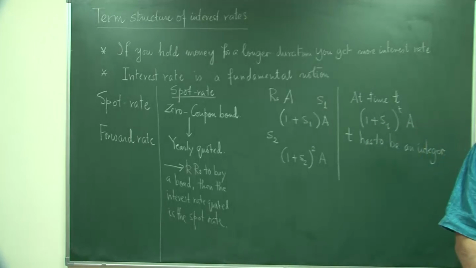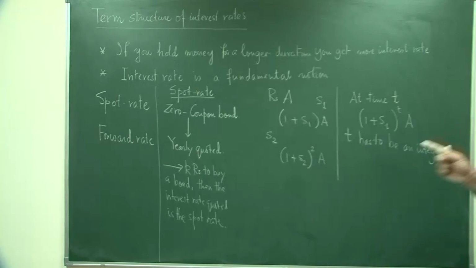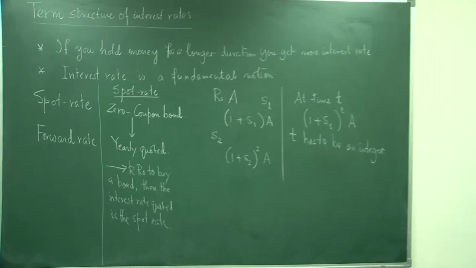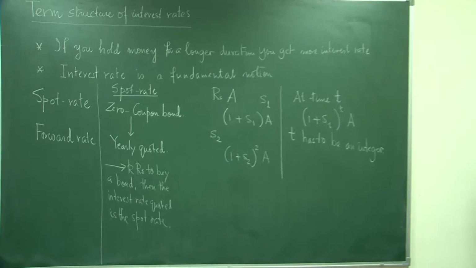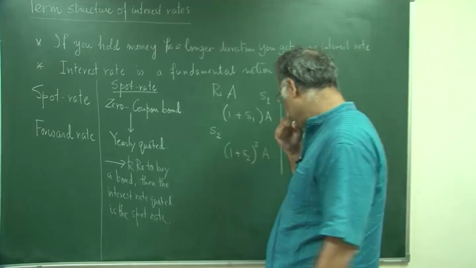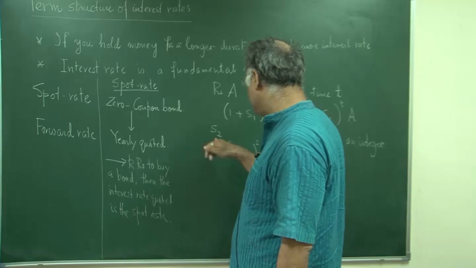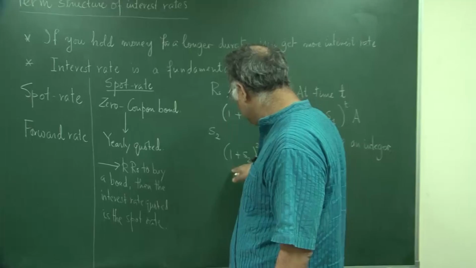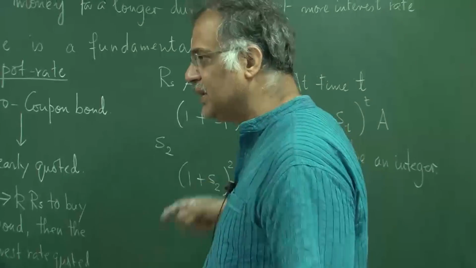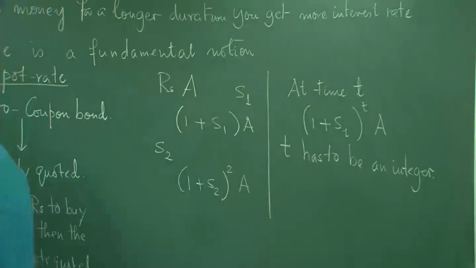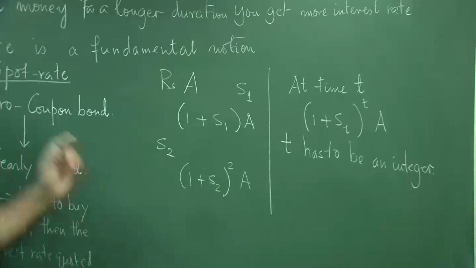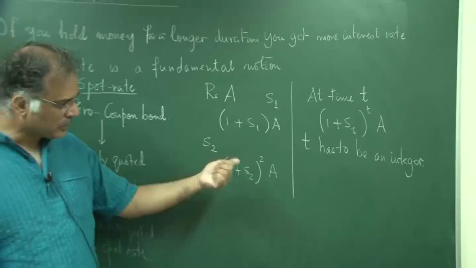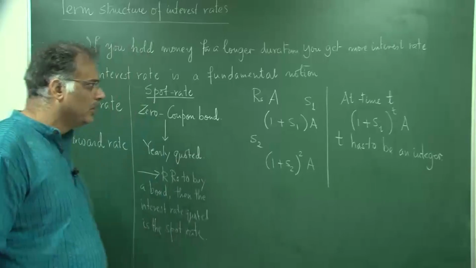You can do the compounding by dividing the whole year into m periods. See, if you look at the spot rate for the second year, if I invest for 2 years, then even for the first year I am getting the interest rate that is charged for holding for 2 years. It is not that I get S1 for the first year and S2 for the second. It is not that.